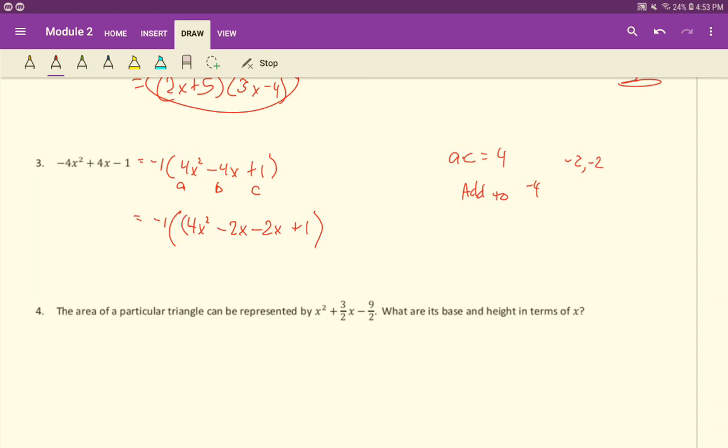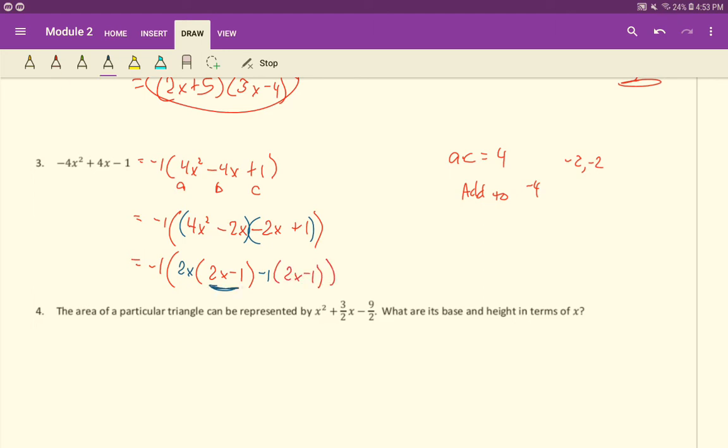Okay, again, we will group. I'm going to maybe use some more colors here just to differentiate. So we'll group these two and group these two. From this first group here, we can take out a 2 and an x. And we'll have a 2x minus 1 left over. And from this group right here, we can take out a -1. And we'll have a positive 2x minus 1 left over.